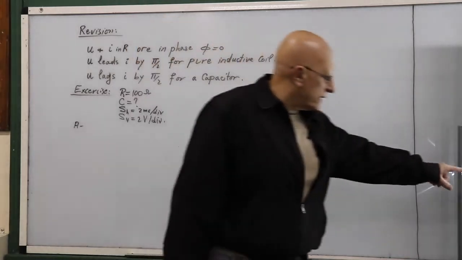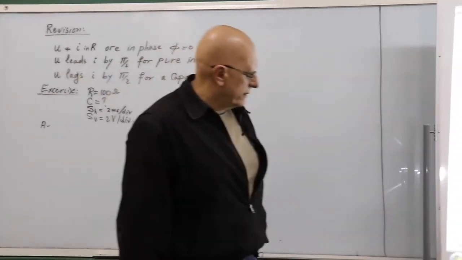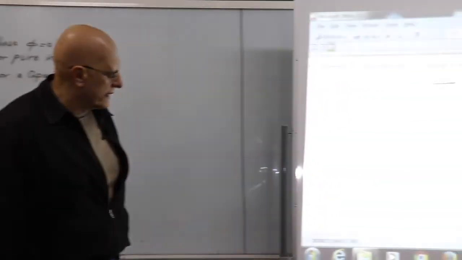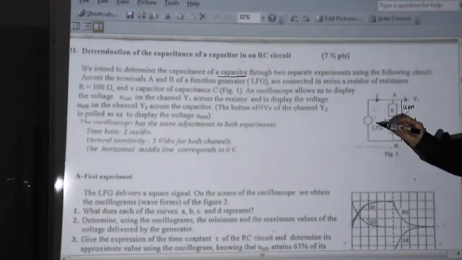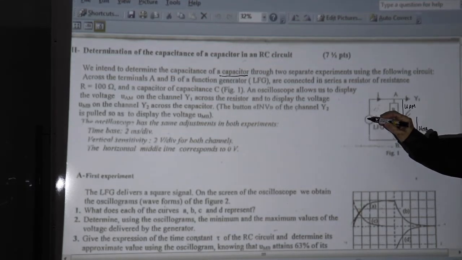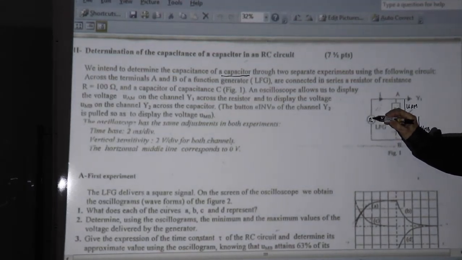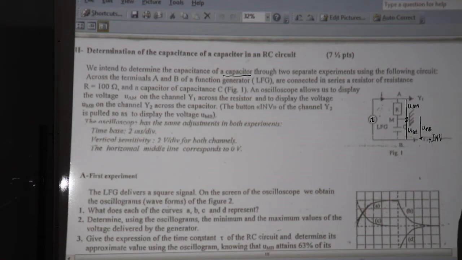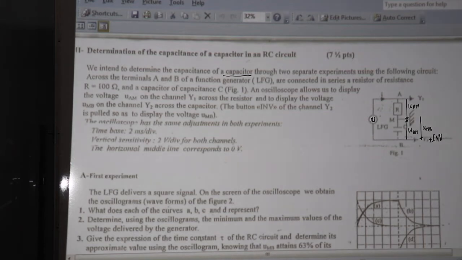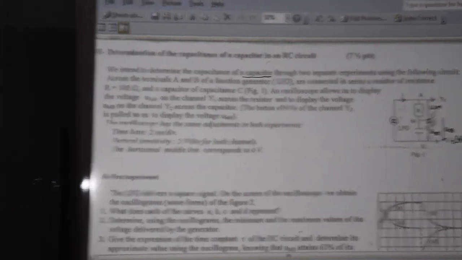Experiment A, the first experiment, part A. The low frequency generator delivers a square signal. So now, in this part A, the low frequency generator delivers a square signal like this. And as you know, what is the square signal? The square signal has this form, as we explained.